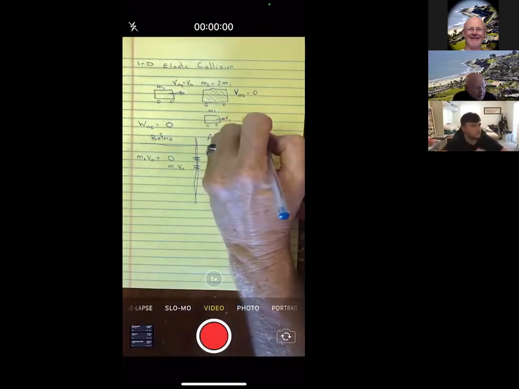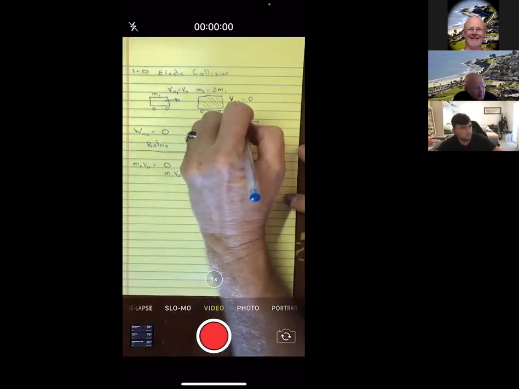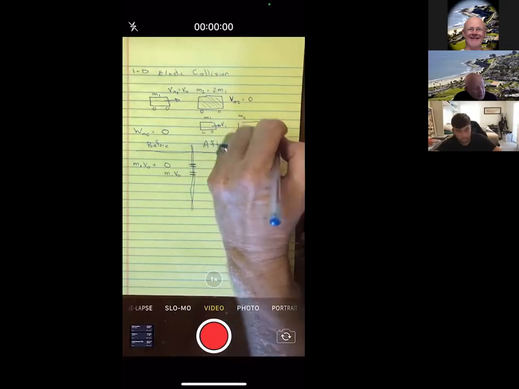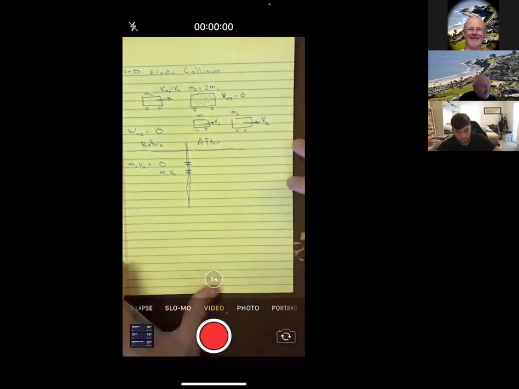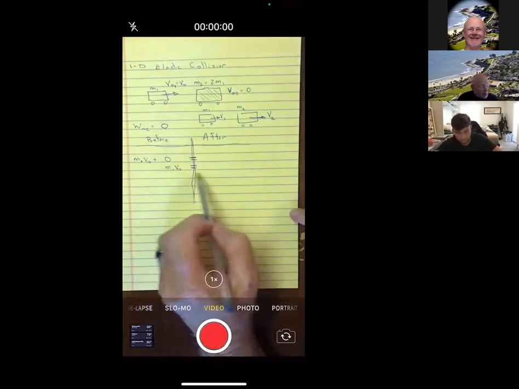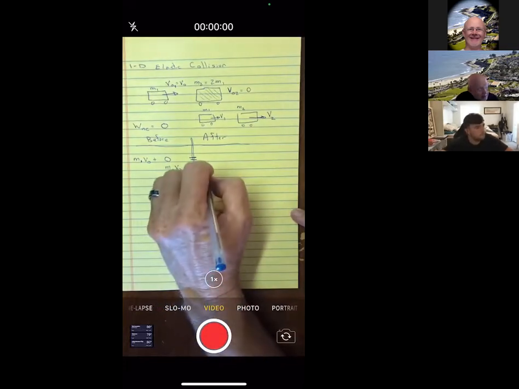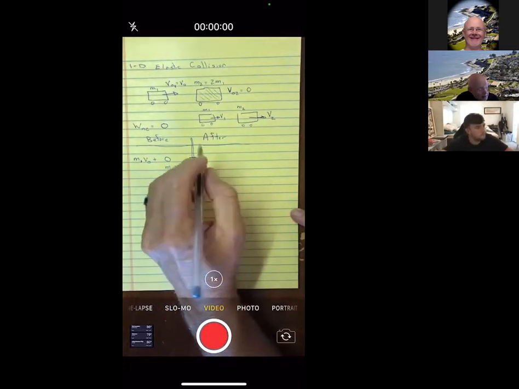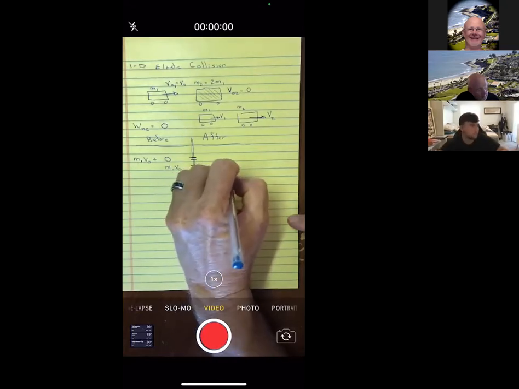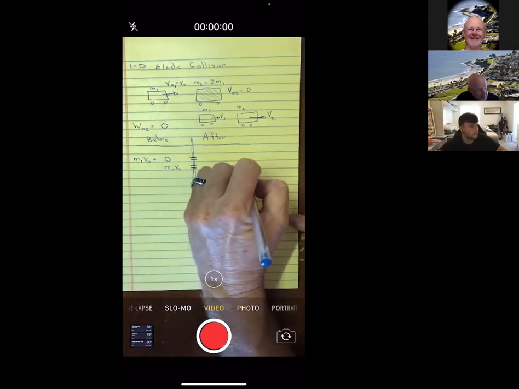But in my picture, I'm also going to then draw M2 and then say it's moving with some velocity V2. So here's where I would put my conservation of momentum and say, okay, so this is M1 V1 plus M2 V2.